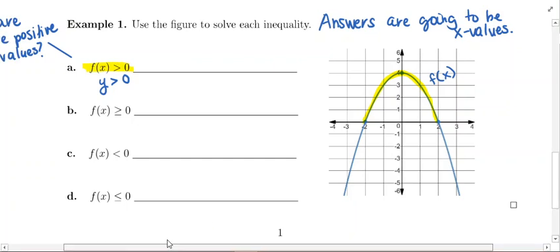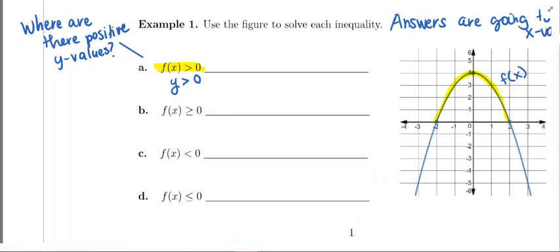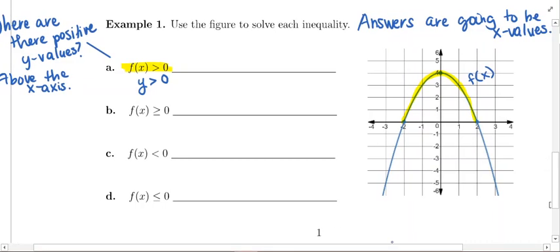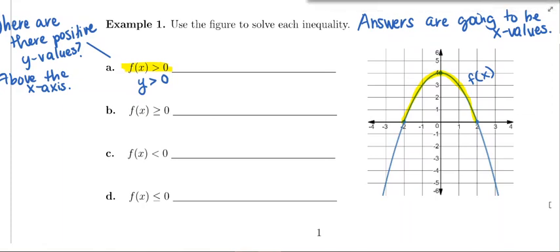Let me go out to the side and jot this down. There are positive y values above the x-axis. So again, this inequality in part A is corresponding to the yellow portion of the parabola that I have shaded, the portion above the x-axis. To write down the answer, you have to write down the x values that correspond to this yellow part. If you notice, the yellow part of the parabola occurs between the two x-intercepts.